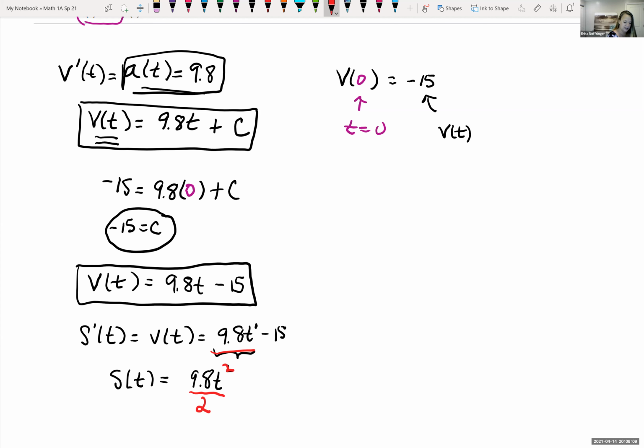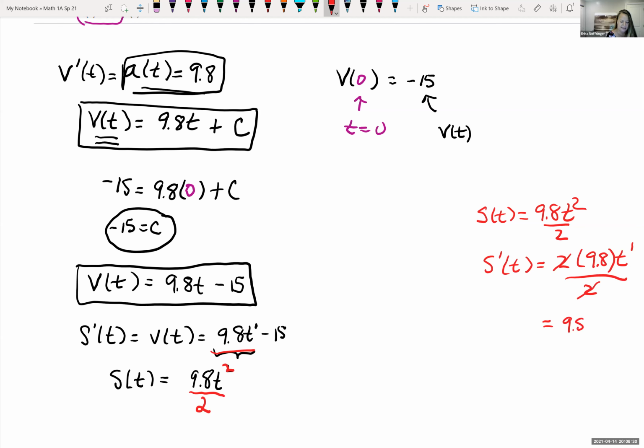So if I take the derivative of this 9.8 t squared all over 2, I bring down my power, all times this 9.8 t, subtract 1 from my power, all over 2. Those 2's cancel, and we're left with this 9.8 t, which we wanted to get for that piece. Okay, so we got the first term of our velocity. So now think about it, what would we take the derivative of to get negative 15?